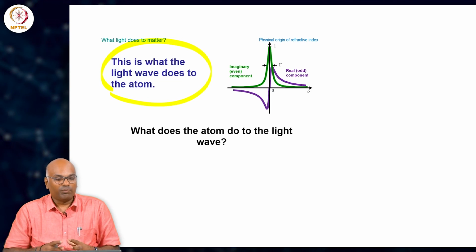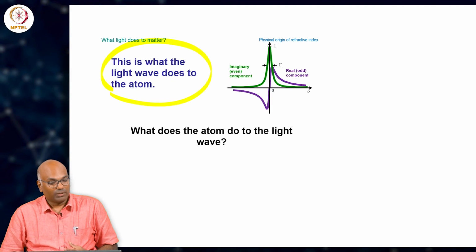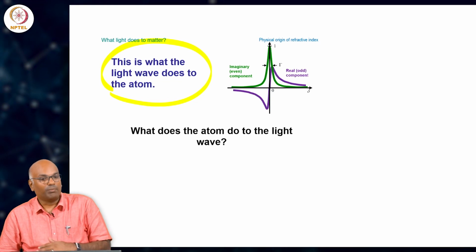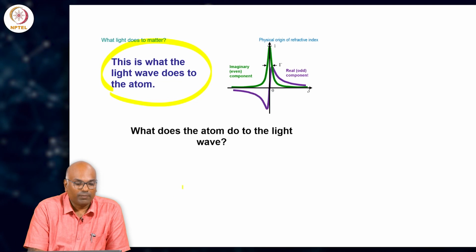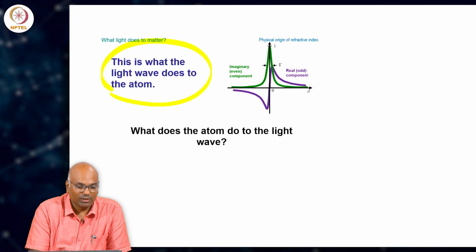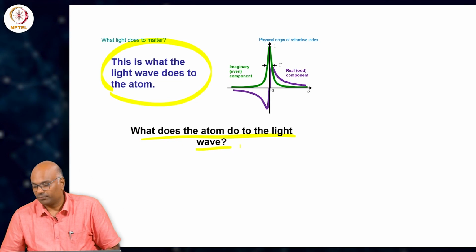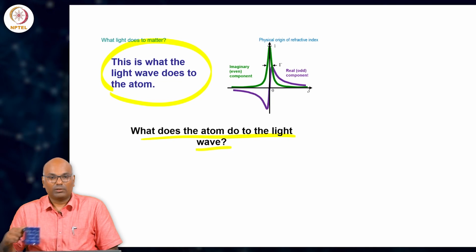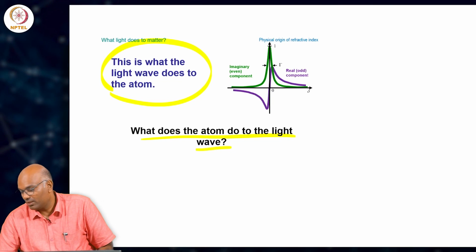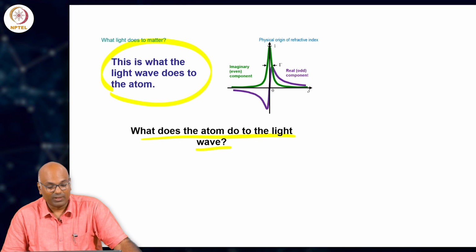So, this sort of brings this question to closure: what does light do to matter? But we are not just interested in that. The story completes when we understand that, light having done something to matter, how does matter give back? So, what does an atom do to the light wave? This question is important. So, let us use the remaining 10 minutes of the class to answer this question in part or full.